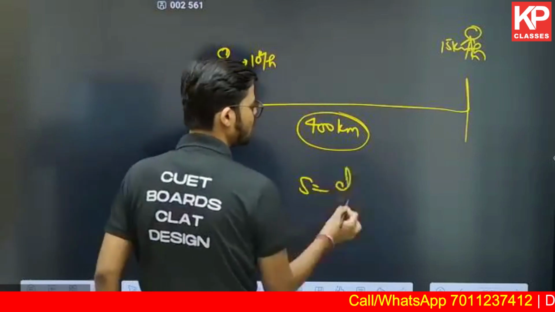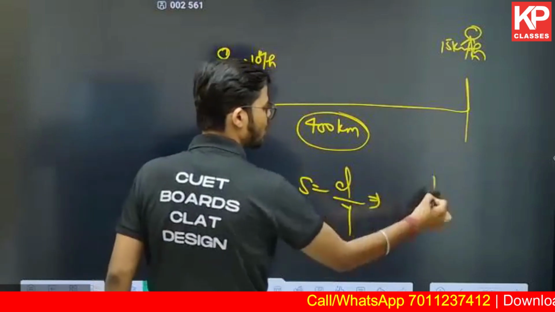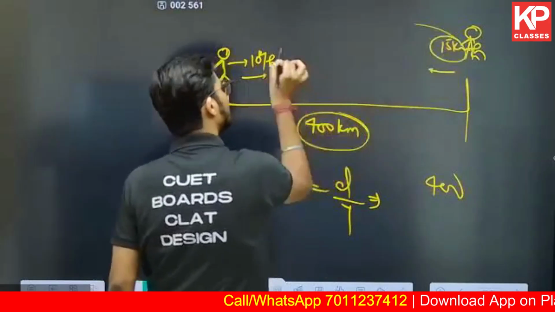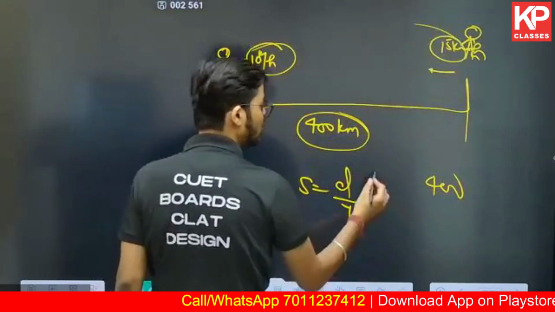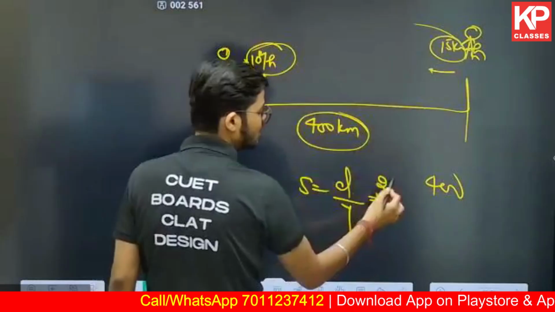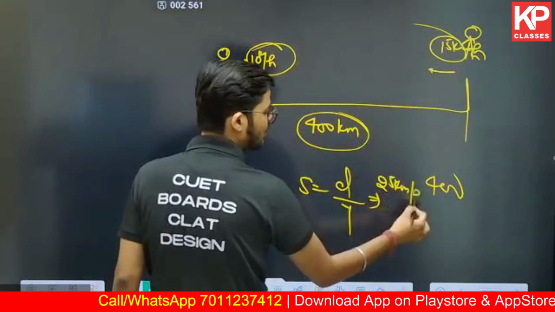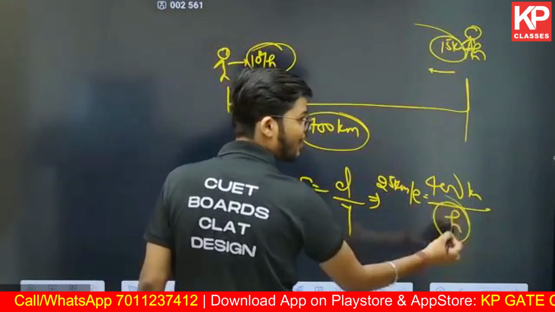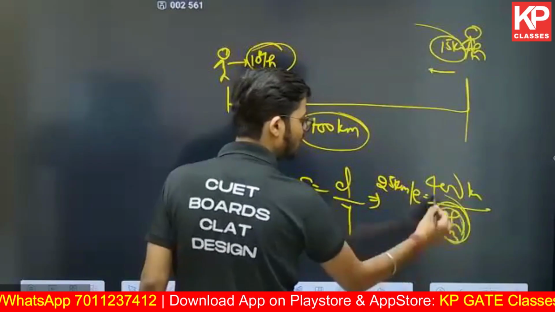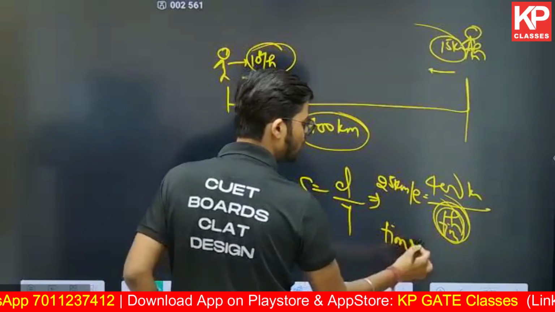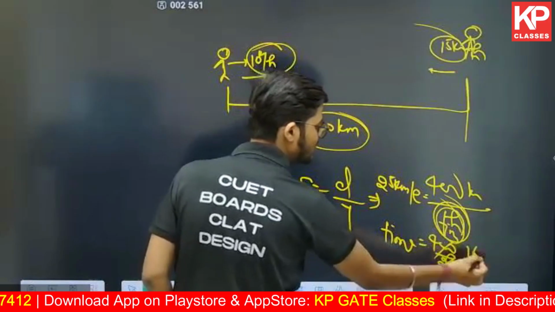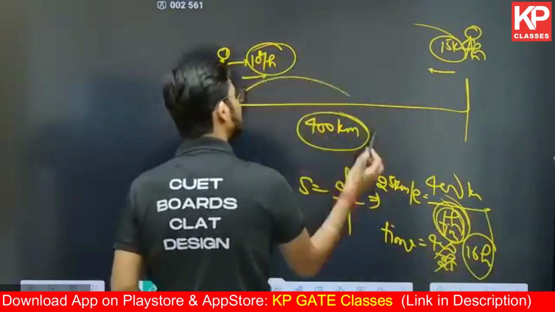Speed is equal to distance upon time. Distance is 400. What is the speed? They are coming in the opposite direction, so the speeds will add: 15 and 10 is 25. This is 25 kilometers per hour, and this is 400 kilometers. You will find this time in hours. So time is going to be equal to 400 divided by 25, which gives 16 hours. So they will meet after 16 hours.